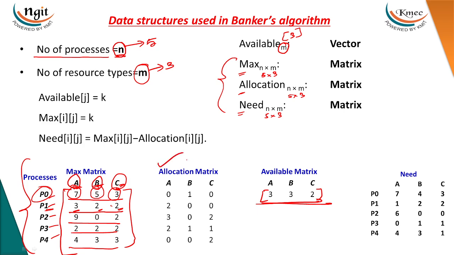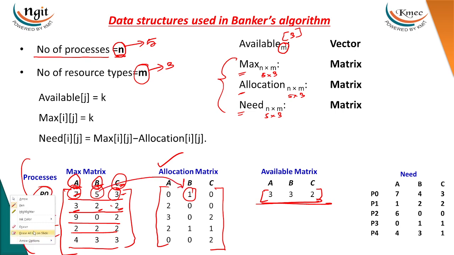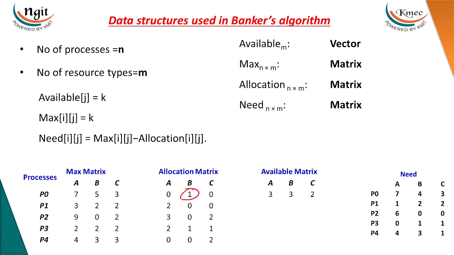Then the Allocation matrix: these are the resources currently allocated to each process. P1 has one B resource and no A or C. But 7 A and 3 C are needed. Out of 5, only one is allocated, one B resource.